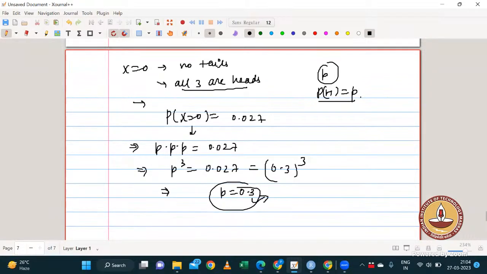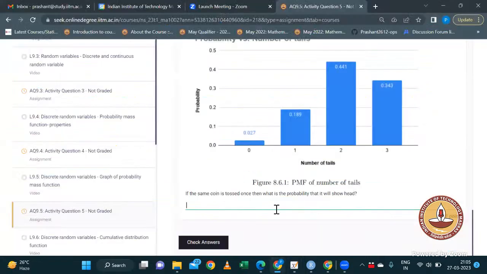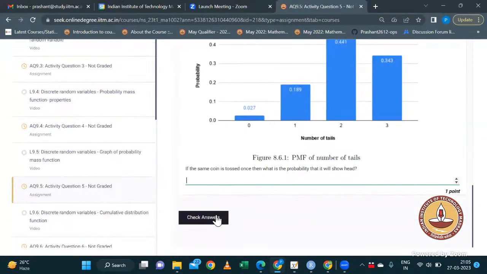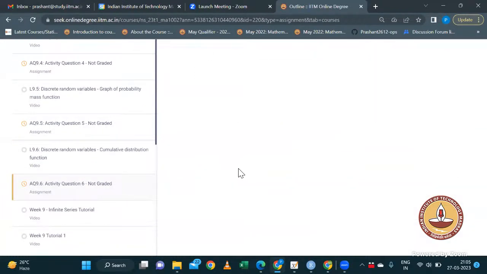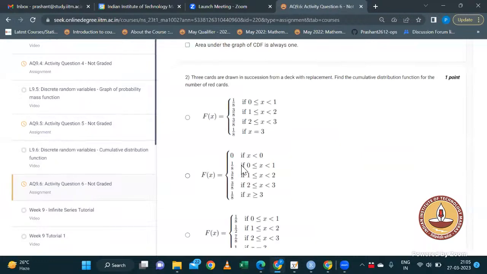So it's an unfair coin. If it's a fair coin, then p should be 0.5 for head, 1 by 2, and p should be 0.5 for tail also. Idea is clear? Yes, sir. Clear. Any doubt for lecture 9.6 or any doubt in activity 9.6?